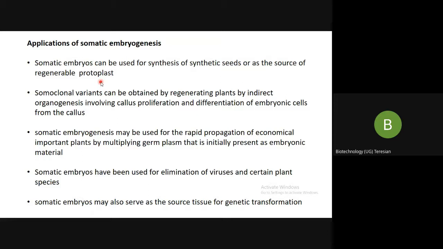Until then, you cannot give these somatic embryogenesis plants or any tissue culture plants without undergoing a screening test. First the screening should be done. What was your objective? Was that objective met? If it was not met, it is not fit for commercialization.